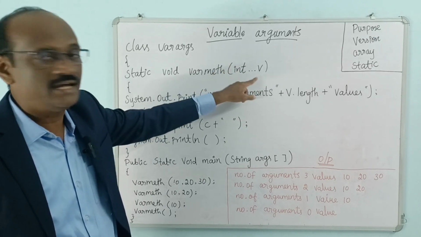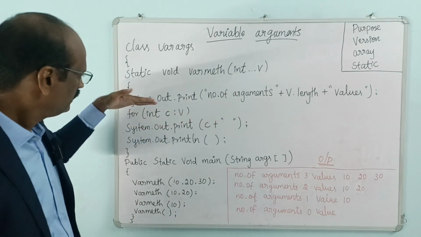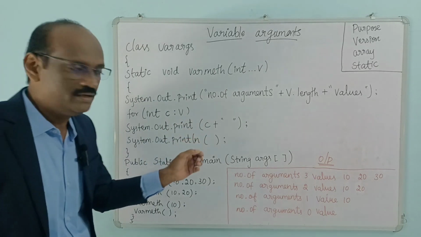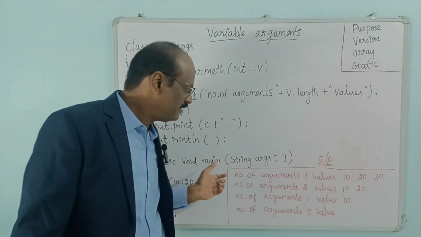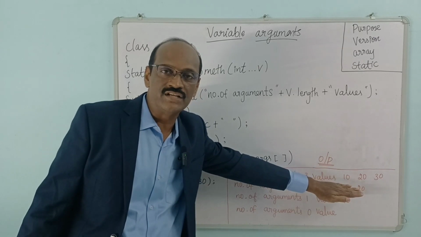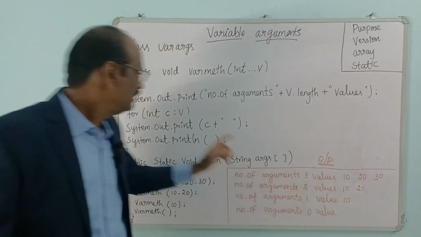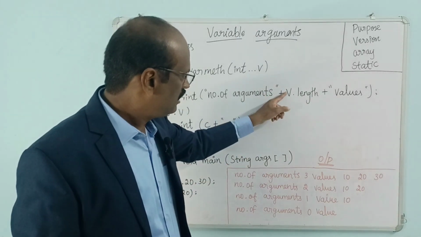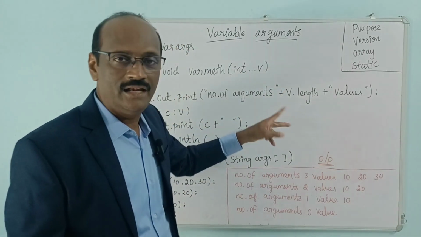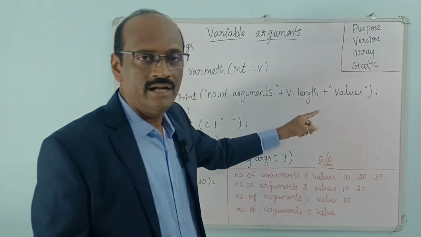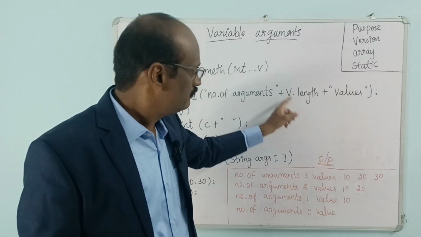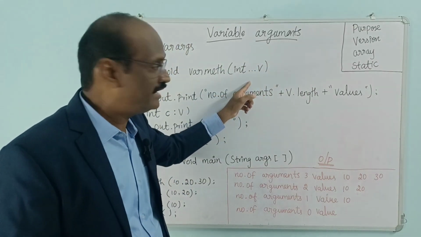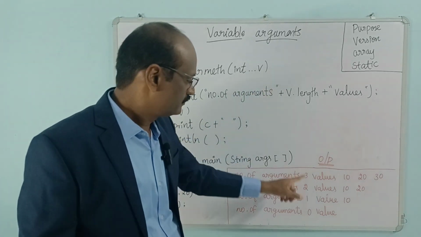What is the data type of the array? It is integer. Inside the static method, by using the statement system.out.print, I will display the message in the horizontal direction. In the same line, I am using system.out.print, "number of arguments", and the plus operator for concatenation purposes, v.length. By using the length parameter, I can find out the number of elements that are available in the implicit array.